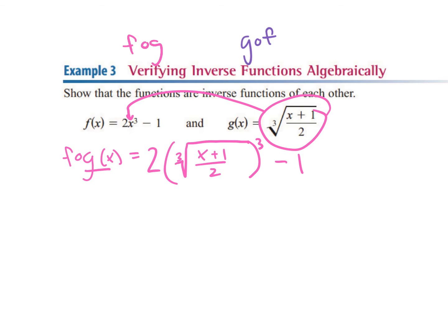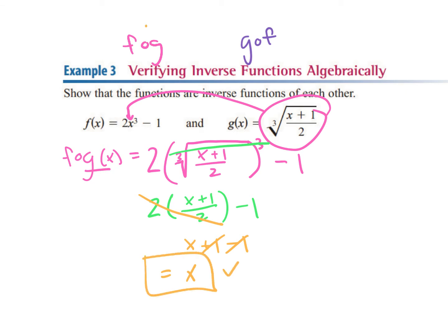So I'm going to simplify this. The cubed root and the cube will end up canceling each other out. So now I'm just left with 2 times (x plus 1 over 2) minus 1. And then the 2's end up canceling each other out because I have times 2 and divided by 2. So those go away. So then I have x plus 1 minus 1, and plus 1 minus 1 is just 0. So this is just x. So f of g of x is just x.